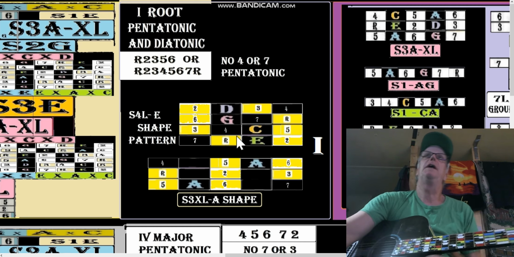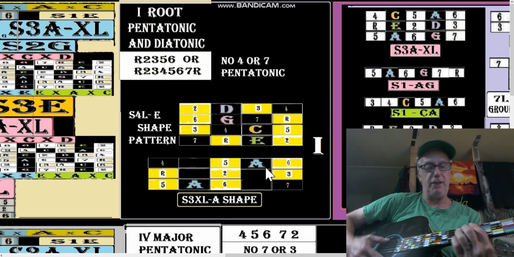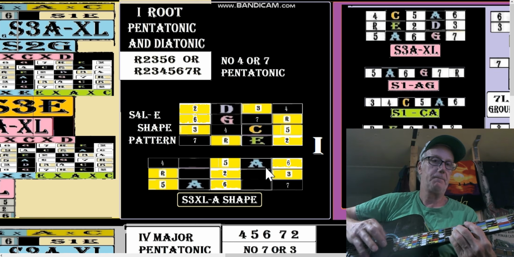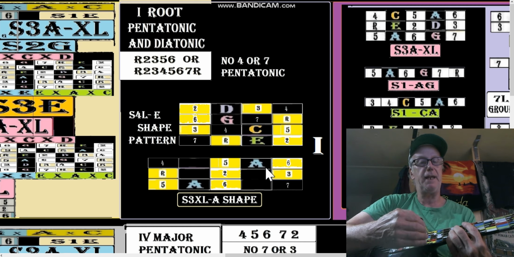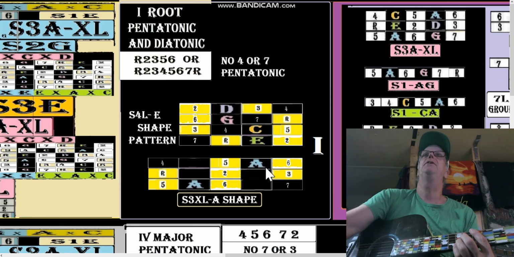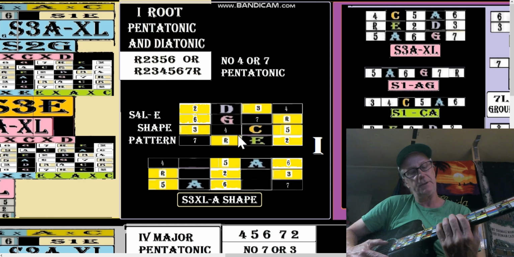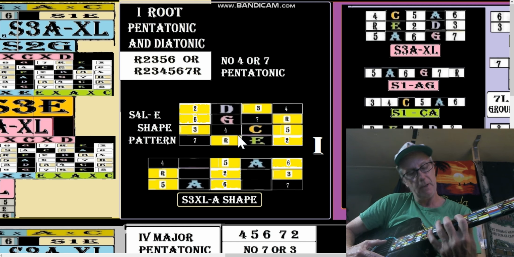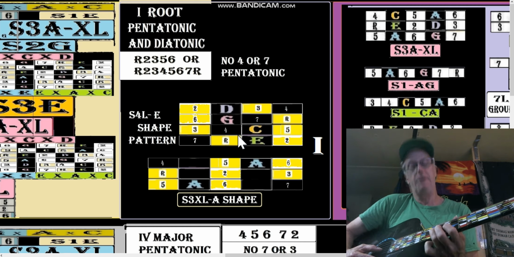Problem is, when you put it on top of an S3XL, it's going to take on a different shape. Starting here at the A shape C here, right? It's going to take on the next shape up from that A in cage C-A-G. It's going to take on a G shape. So this E pattern is going to take on a G shape when we put it through the warp. So it goes like this. We'll do the pentatonic. Then we go, now we got to warp it up.